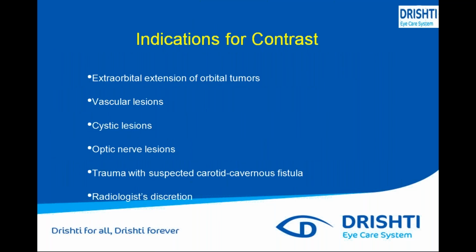So the indications of contrast are extraorbital extension of an orbital tumor, vascular lesion, cystic lesion, optic nerve lesion, trauma with a suspected lesion, and radiologist disagreement. Sometimes the radiologists are also confused in diagnosis, and in those cases the contrast will be helpful.